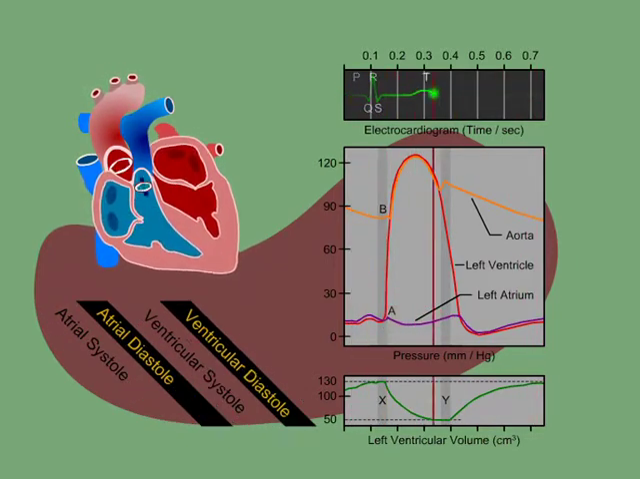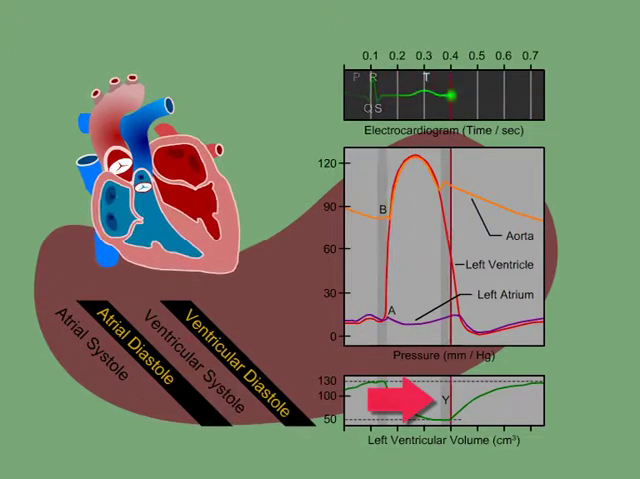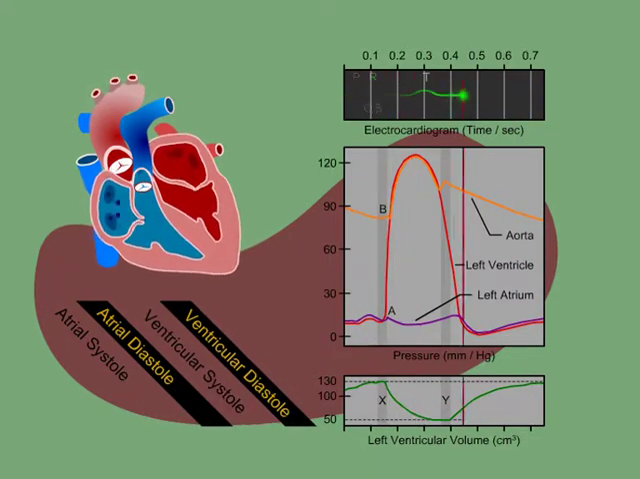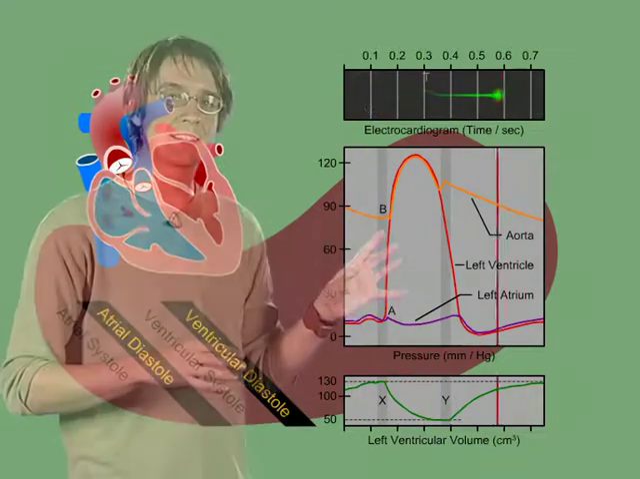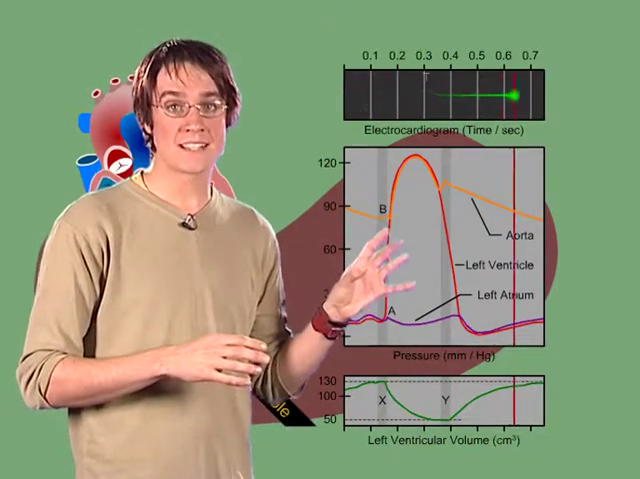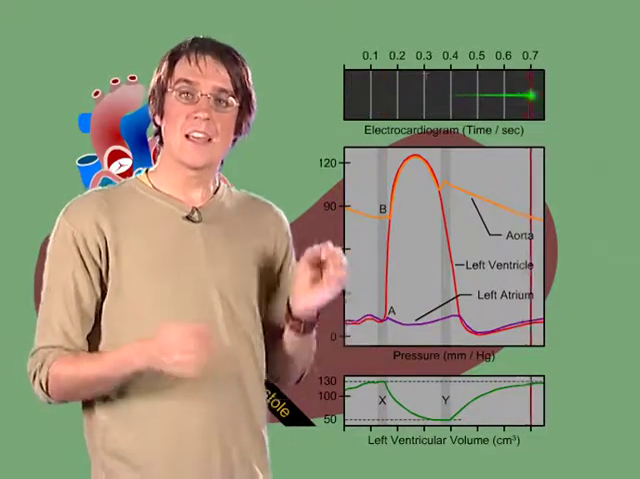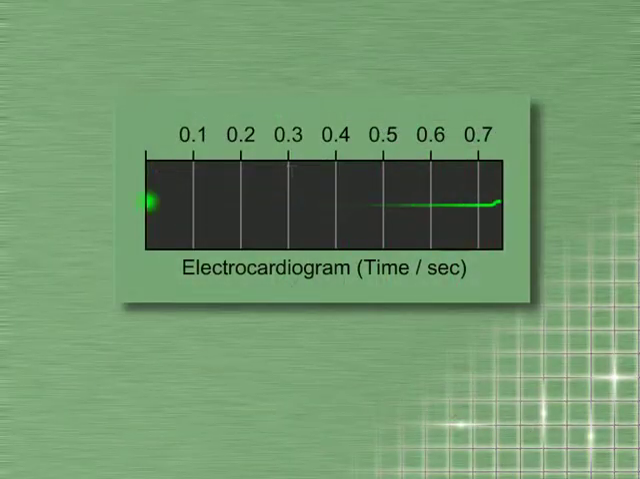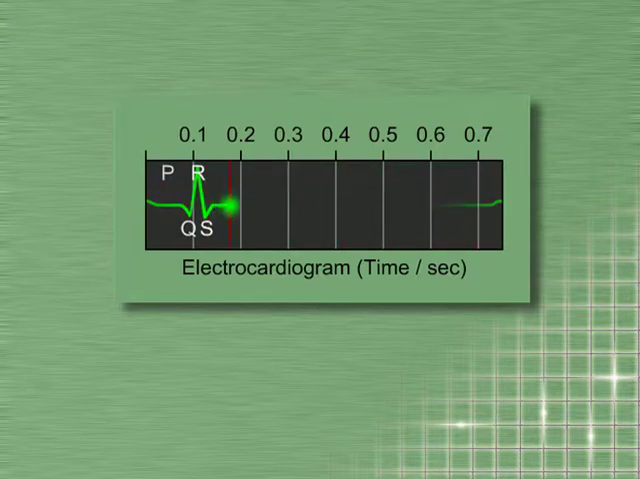There are periods of time, X and Y, where both valves on the left side of the heart and also on the right side are closed. Notice the electrocardiogram trace at the top of the graph. This trace shows the electrical activity of the heart throughout a cycle. P shows the depolarization of the atria. QRS corresponds to the contraction of the ventricle, and T shows ventricular recovery, or relaxation.